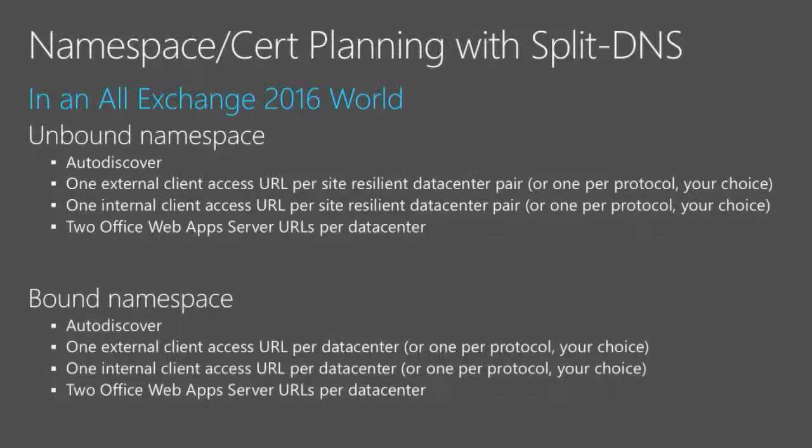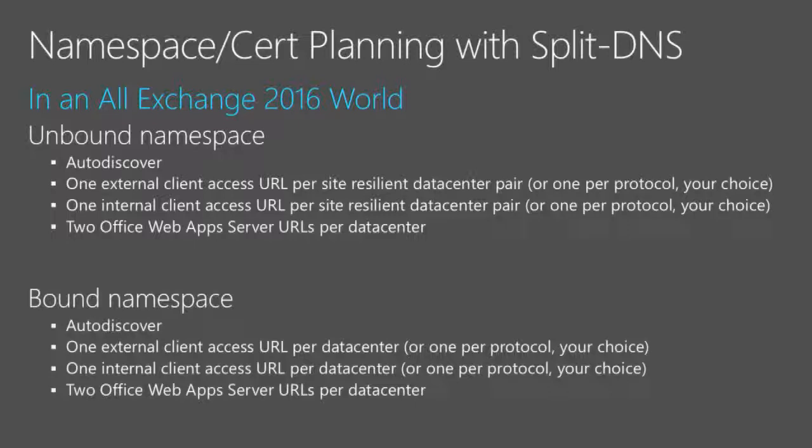So in the 16 world, all 2016, your migration's done. This is essentially what you're looking at. And of course, this is the first time we're showing this. We reserve the right to alter things as the product gets more mature before release. But you're looking at, in the unbound model, your autodiscover record, which should already exist today, an external client access URL per site resilient data center pair.